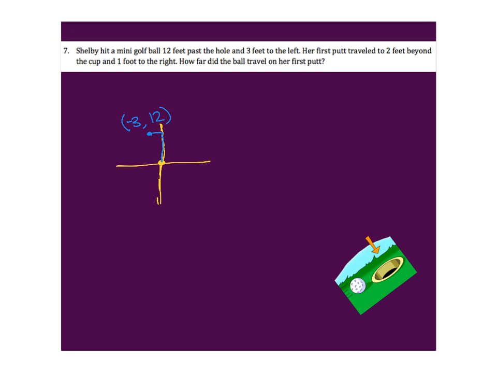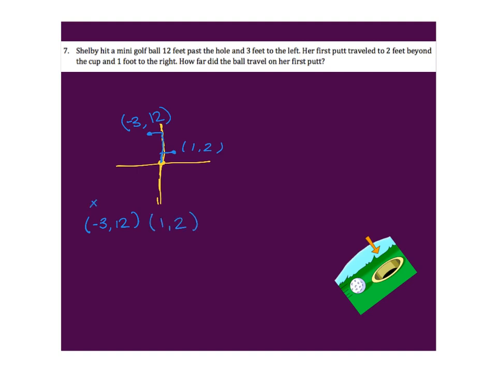Her second one then went 2 feet beyond the cup and 1 foot to the right. So 2 feet beyond the cup, so 2 feet up, and then 1 foot to the right. That's where that ball ended up. So we went 1 to the right and then 2 past. So there's my 2 points. So I have (-3, 12), and I have (1, 2).